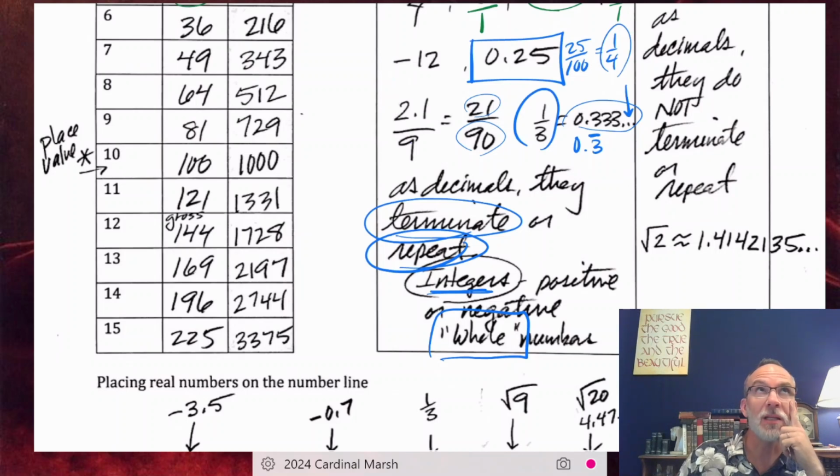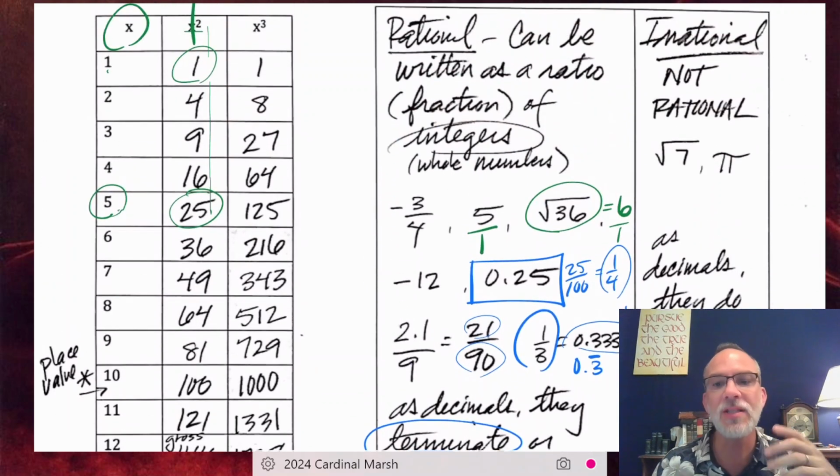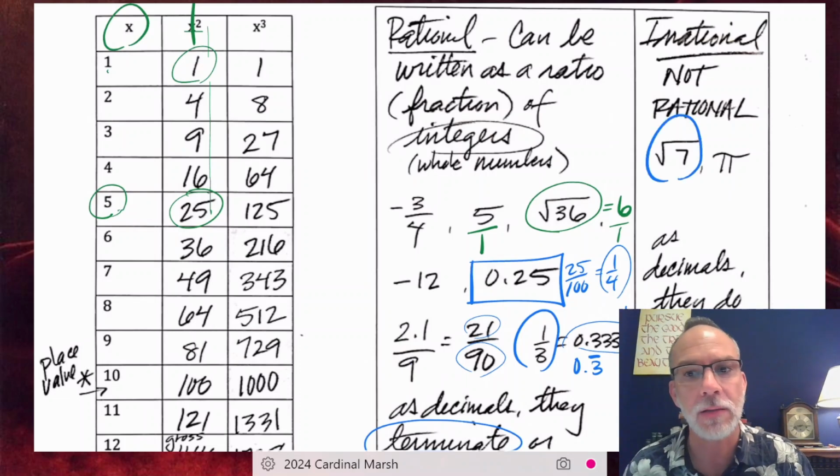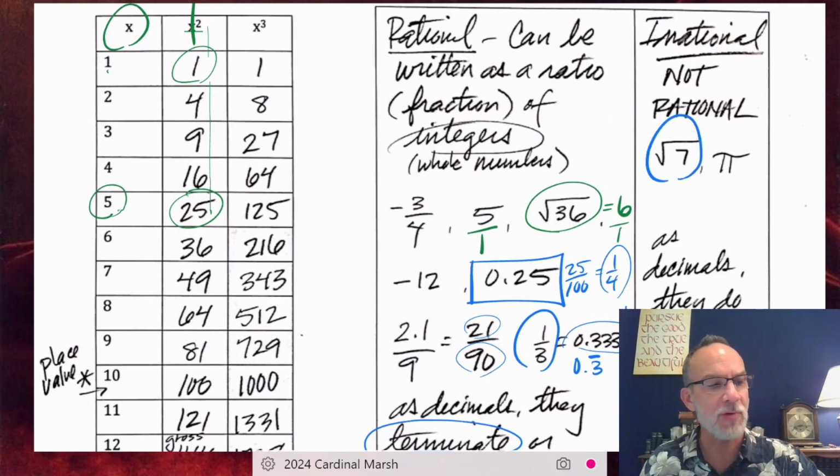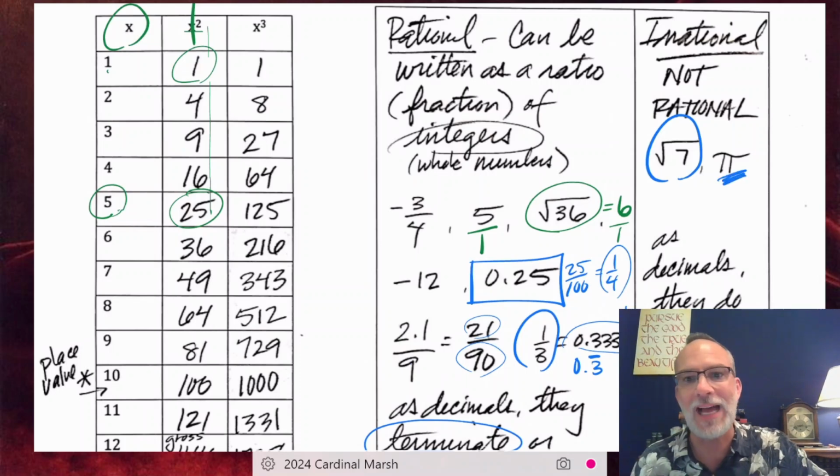This lesson's been at least 15 minutes long. Anyway, so irrational numbers is just everything else that doesn't fit into that group. Okay, square root of 7. You can't write the square root of 7 exactly as a fraction of two whole numbers. You can't write the number pi exactly as a fraction of two whole numbers.